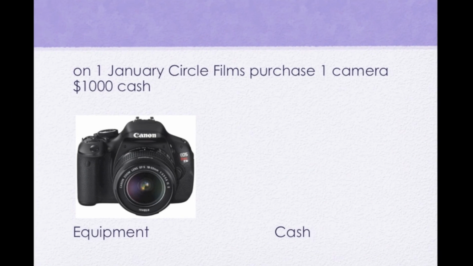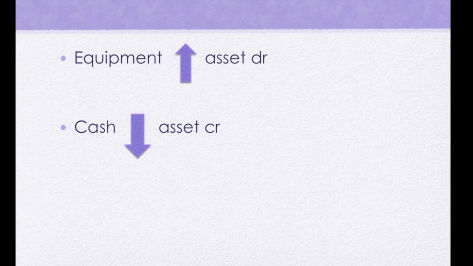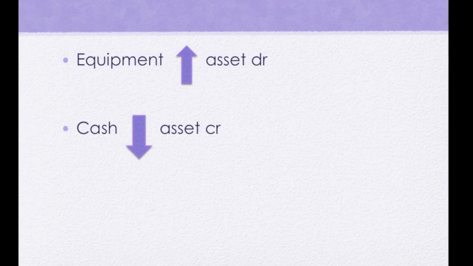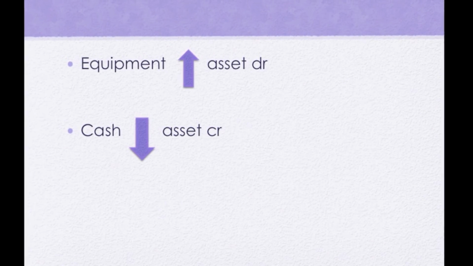So, we are going to the following example. On 1st of January, Circle Film purchased one camera worth $1,000 and paid with cash. First, does it occur in the equipment and cash accounts? So, the equipment must increase by $1,000 because equipment is part of assets. If the equipment increases, we will debit it.